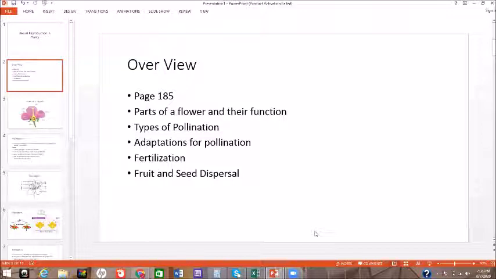Okay, some plants are going to use wind pollination. Other plants are going to use cross pollination. Depending on what type of pollination it's going to use, their flower is going to have a certain design or certain different adaptations that are going to help it to perform that function. And in a later video, we'll talk about fertilization as well as fruit and seed dispersal. Okay, so let's get started.